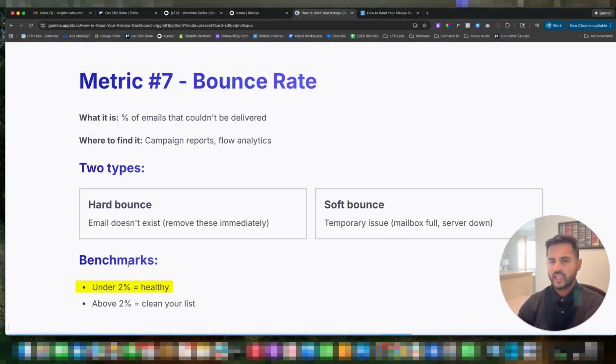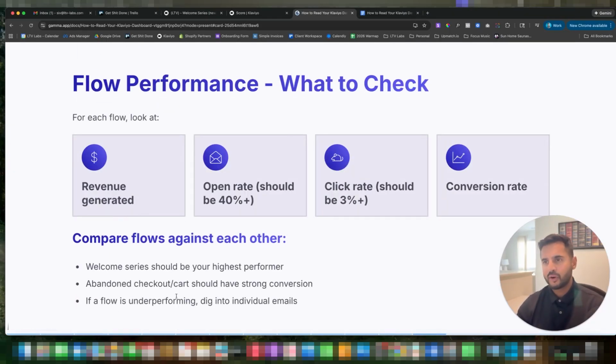And again, looking at the benchmarks, under 2% would be considered healthy, and above 2% means that you need to clean your list and look at the segments that you're actually sending to. So last but not least, in performance, here's what you need to check: revenue generated, the open rate should be 40% plus, click rate should be 3% plus, and you also need to look at your conversion rate as well.